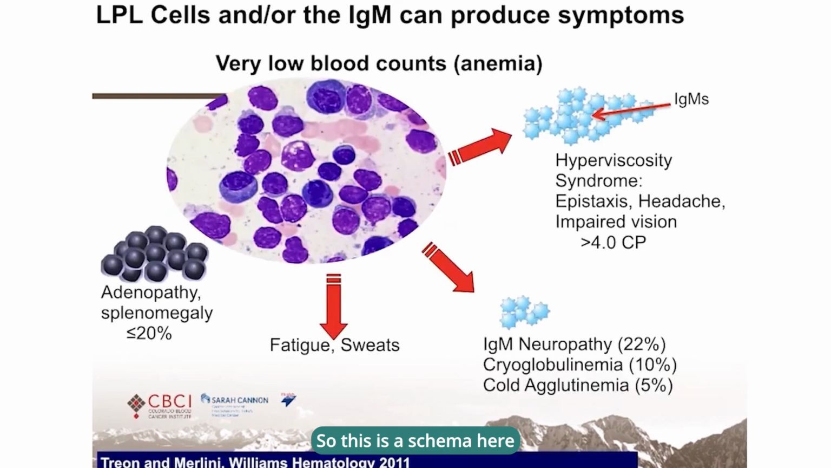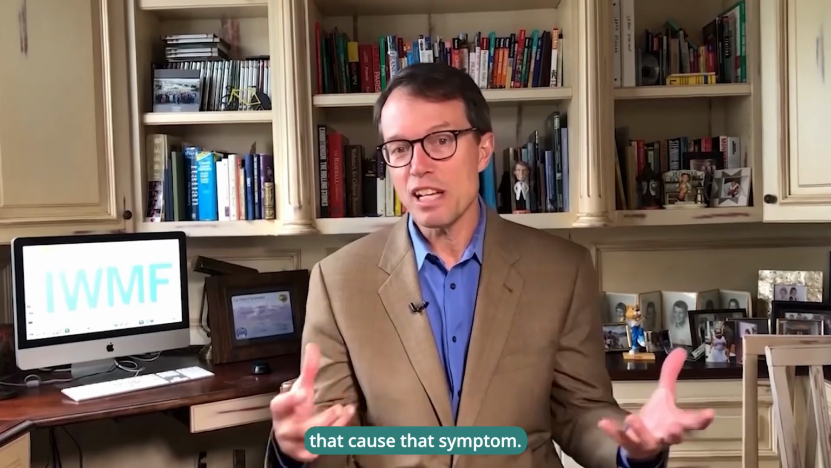So this is a schema looking at how these LPL cells and/or the IgM protein can cause symptoms. On the left-hand side of the slide, you can see these lymphoma cells can sometimes congregate and form tumors that can be present in lymph nodes. So one might get enlargement of the lymph nodes or, for example, the spleen. That occurs in the minority of patients, but it does occur. Additionally, these lymphoma cells can make substances that make us have fatigue or sometimes night sweats. Some of you will have had drenching night sweats as a very prominent symptom when you first were diagnosed with your WM, and it's the lymphoma cells that make substances that cause that symptom.